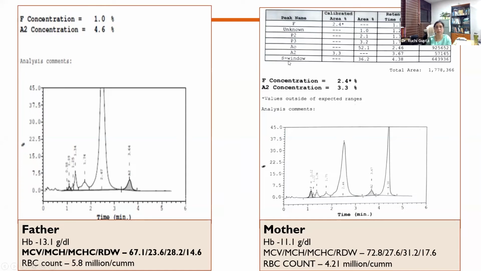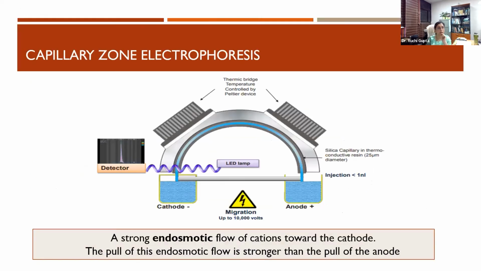Whereas if you look at the mother, she has an S window of 36.2. The A2 is normal, F is 2.4. Even indices wise, she doesn't really seem to be giving away anything as to what could be going on. So basically the mother is a heterozygous HbS, whereas the father is a heterozygous beta thalassemia. And so it is easier now to conclude that probably the child is a compound heterozygous sickle beta thalassemia.